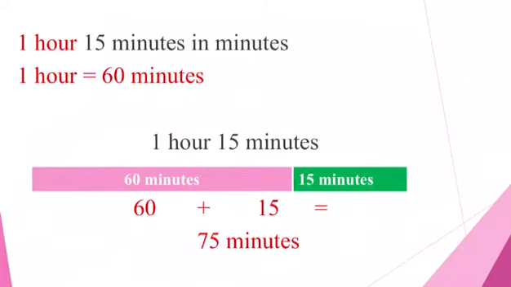Or you can represent it in a bar model like I've shown below. Because the 1 hour becomes 60, we've still got our 15 minutes remaining. Add those two numbers together, 60 plus 15, and you'll know that the total is 75, showcasing that 1 hour 15 minutes is the same as 75 minutes.